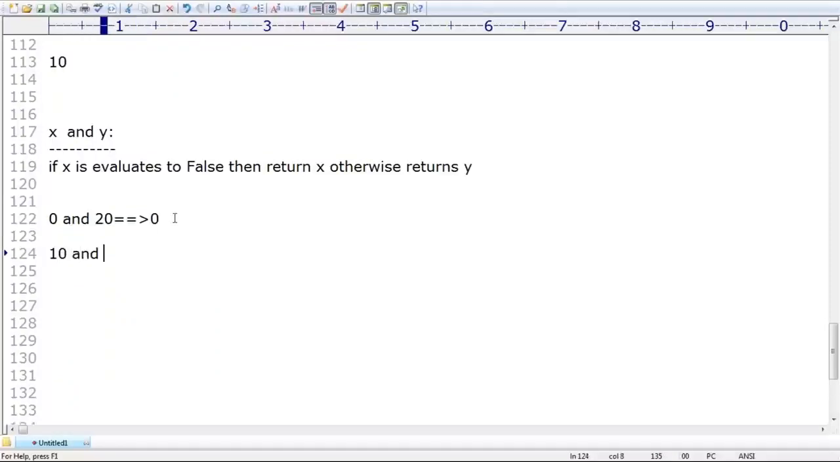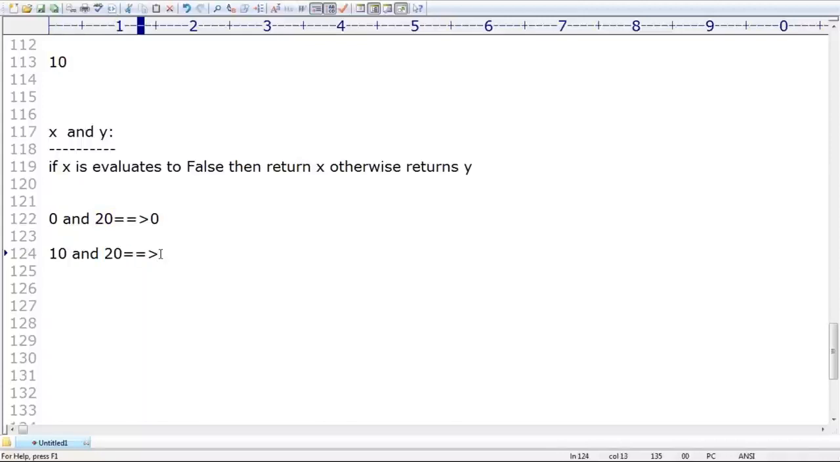10 and 20. Can you please tell the answer, sir? Internally, is it true or false? If it is true, then we need to consider the second value. If it is false, then we need to consider the first value. If X is false, then return X. Otherwise, return Y. Sir, it is not false. That's why we have to return Y.